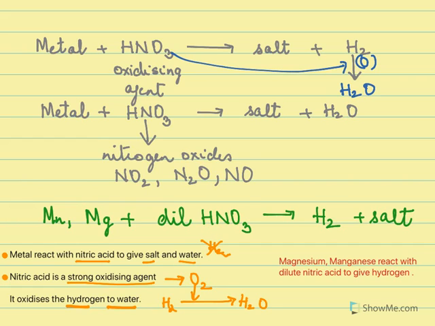But there are only two which don't obey this rule, and that is magnesium and manganese. Magnesium is Mg and manganese Mn. They react with dilute nitric acid to give you hydrogen. Only these two metals give hydrogen with nitric acid.